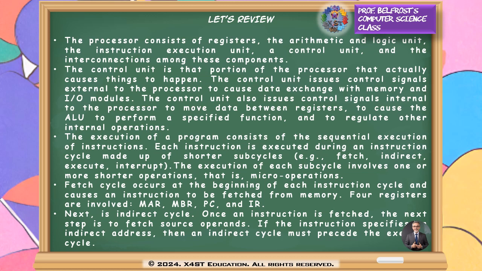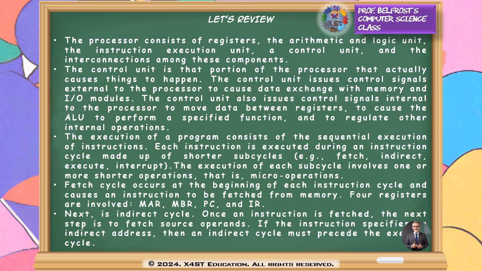The execution of a program consists of the sequential execution of instructions. Each instruction is executed during an instruction cycle made up of several subcycles. Execution of each subcycle involves one or more smaller operations, which are called micro operations. The fetch cycle occurs at the beginning and causes an instruction to be fetched from memory. There are four registers involved: MAR, MBR, PC, and IR.